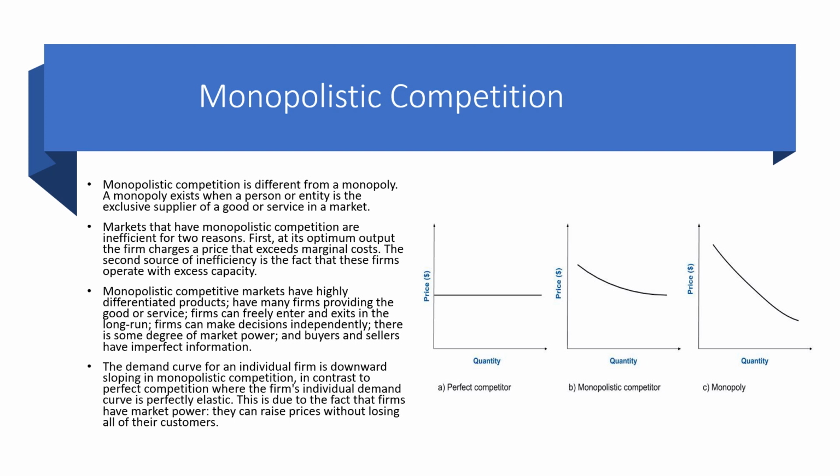The final market type that we're going to consider is monopolistic competition. Monopolistic competition is different from monopoly. A monopoly exists when a person or an entity is the exclusive supplier of a good or service in the market. And like I explained, Dangote is not the exclusive supplier of cement in Nigeria. We have Lafarge, we have Unisem, we have other small cement suppliers as well, and obviously we have Bua. So that doesn't really meet the definition of a monopoly.